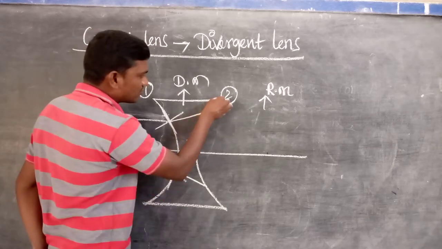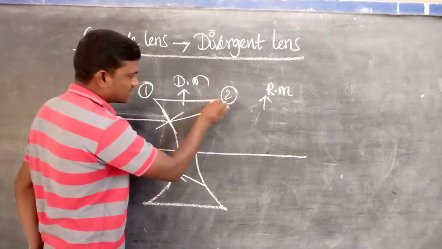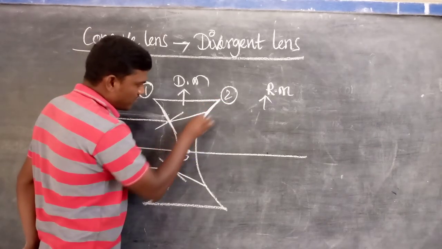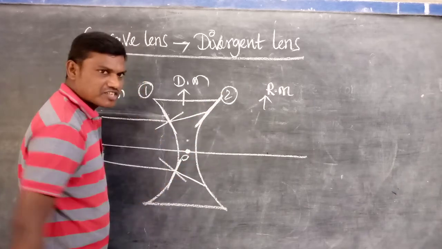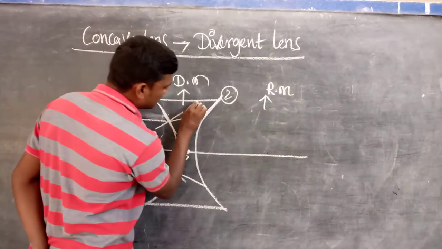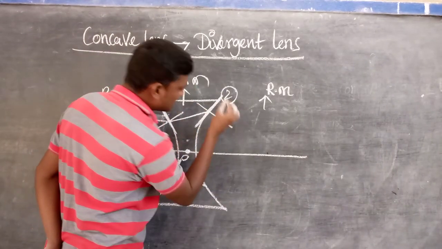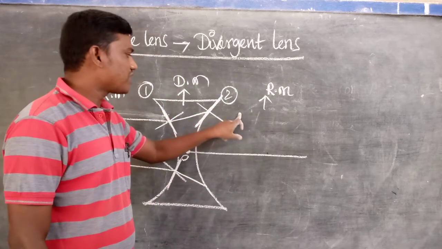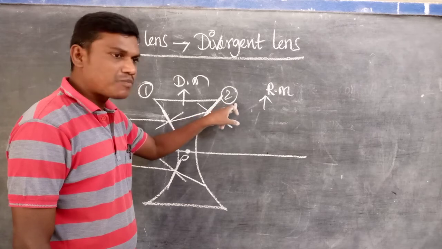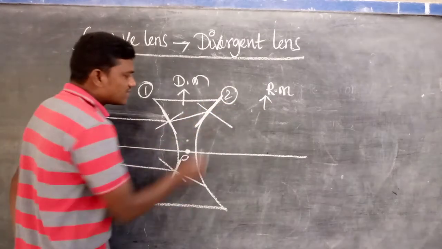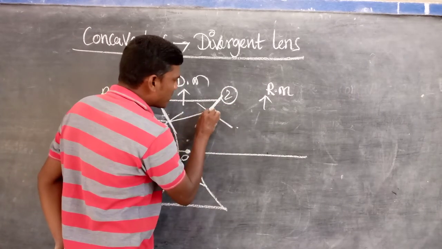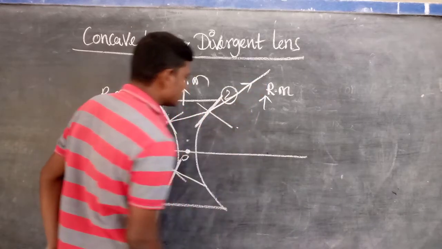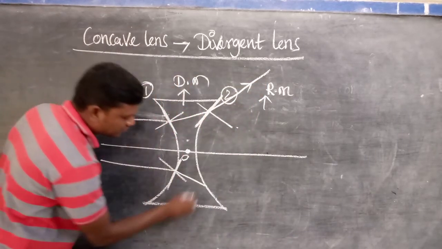Again, it will fall onto the second refracting surface. For this one we draw a tangential line. For this one, it is the normal. We know that when the light travels from denser to rarer, it deviates from its path and moves away from the normal. That's why it is not bent like the previous one. It will move again like this. Here also.